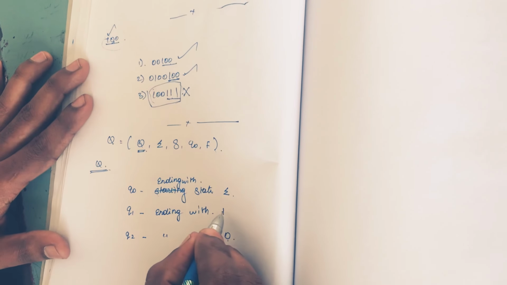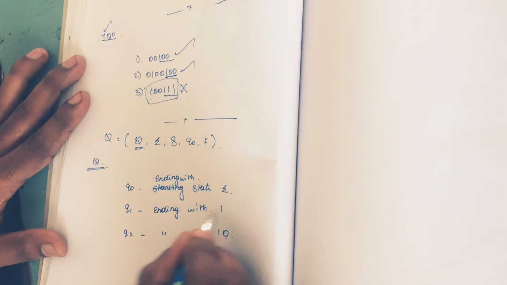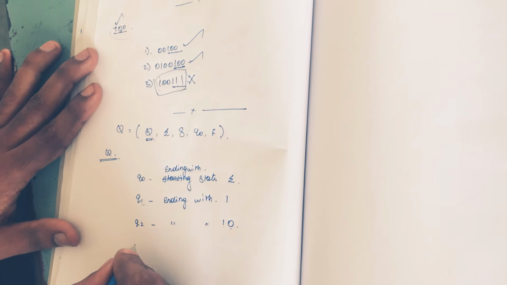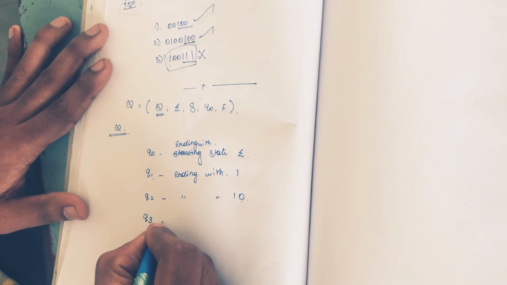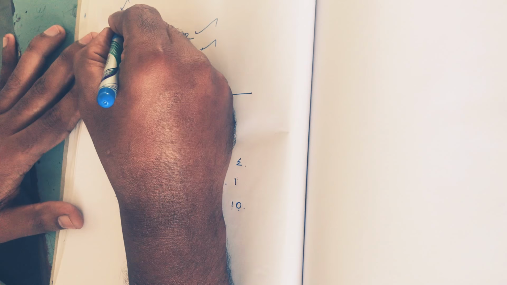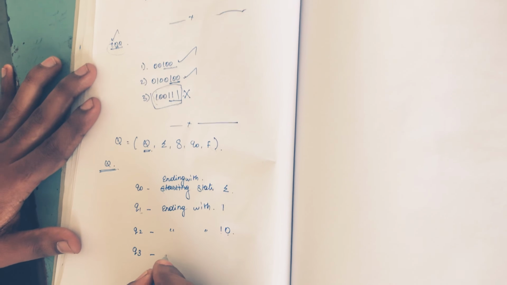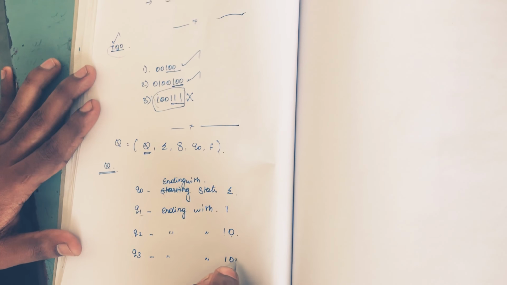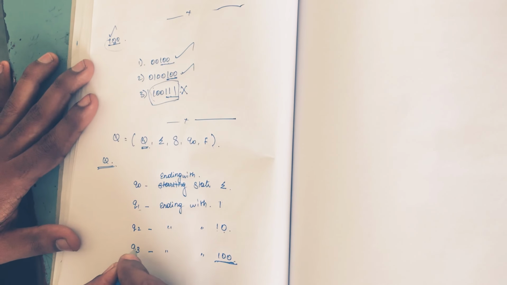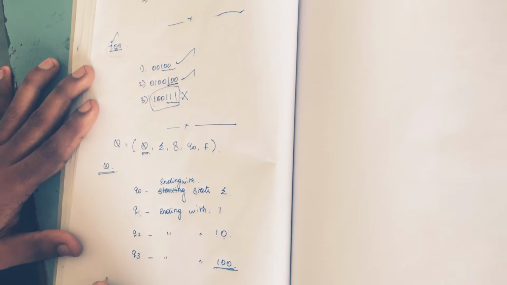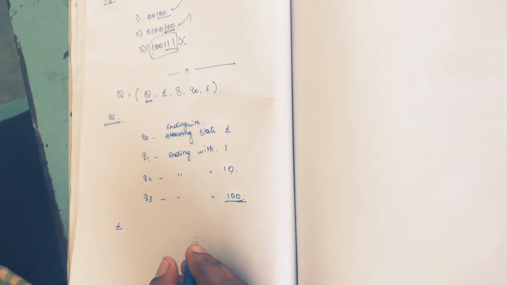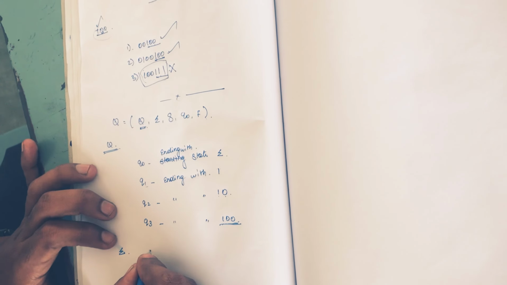If a state reads the 1, it should reach Q1. That is the meaning of that. Last one, Q3: if a state reads 100, that state should reach Q3. So that is the meaning of ending with 100. We have mentioned the letter Q3. Next one, sigma. What is the meaning of sigma? The finite set of input symbols.